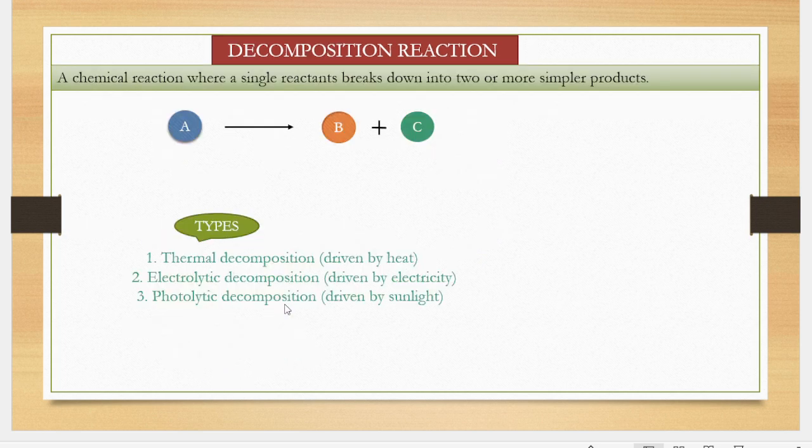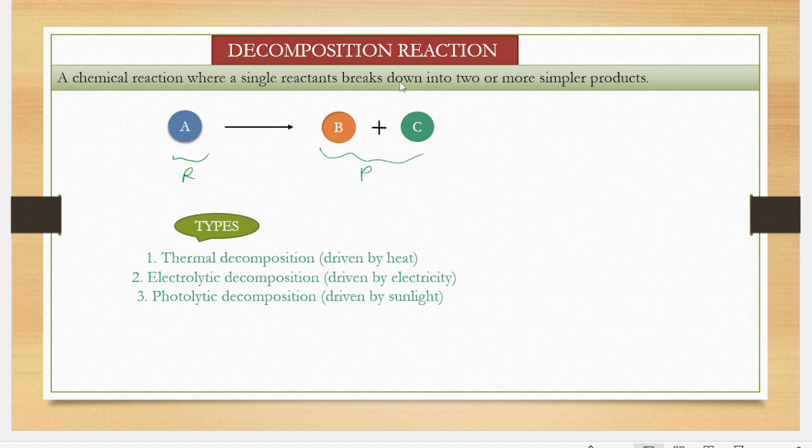Next is your decomposition reaction. What is the decomposition reaction? A chemical reaction where a single reactant breaks down into two or more simpler products is called your decomposition reaction. That means एक रिएक्टेंट जब टूट टूट के जो सिंपल प्रोडक्ट बनते हैं उसे डिकम्पोजिशन रिएक्शन कहते हैं. A is a reactant, it breaks down to B and C which is a product.